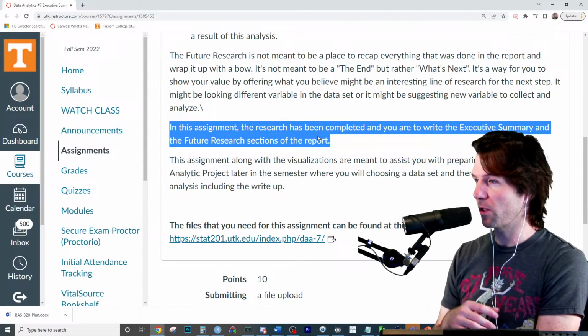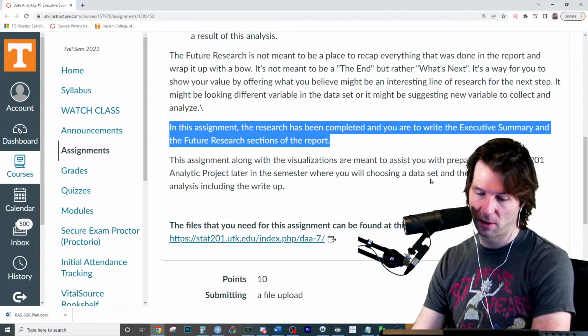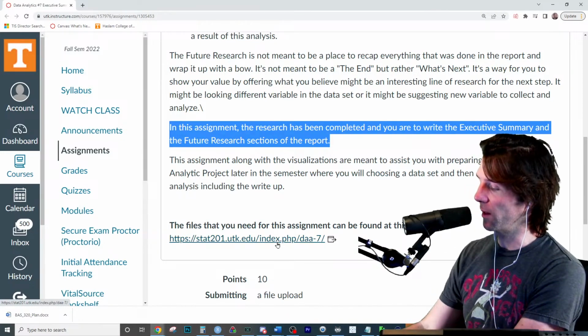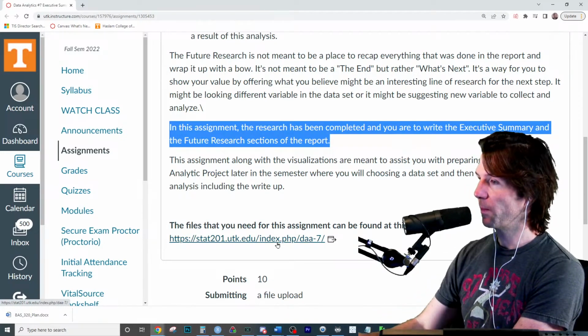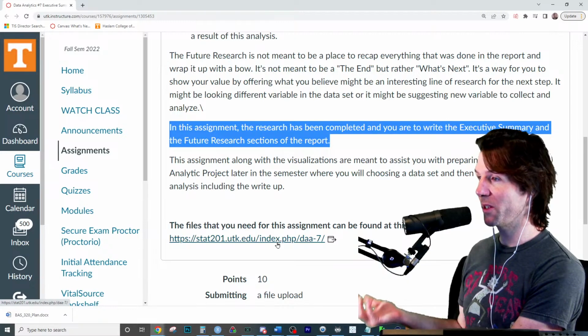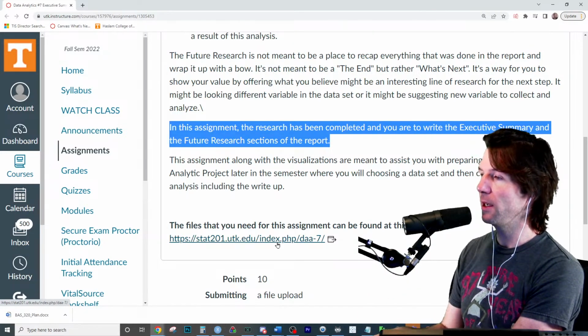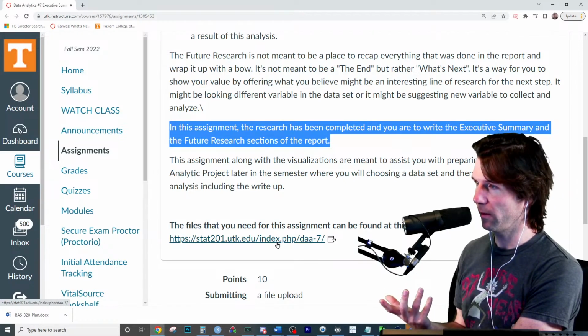The assignment, along with the visualizations, are meant with your preparation for the final project right here. Just help to prepare you for the final project. So with this, what are you wondering? What is future research? Future research is kind of the where do we go from here?